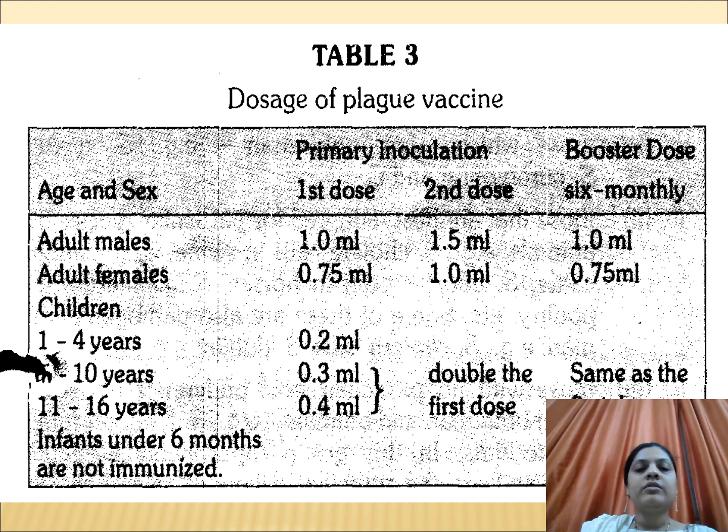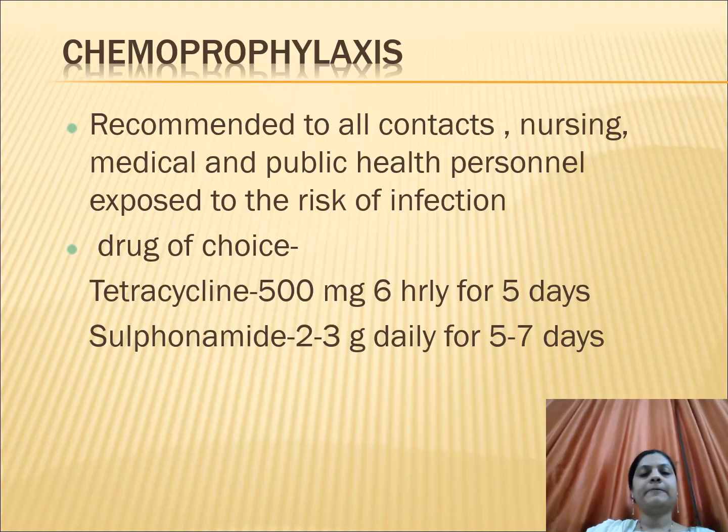Now this is about the Suki vaccine. In adults we have to give 1 ml first dose, 1.5 ml second dose and 1 ml 6 monthly dose. Again in the females 0.75 is the first dose, 1 ml second dose, 0.75 is the booster dose after 6 months. Similarly, reduced doses are given to children.